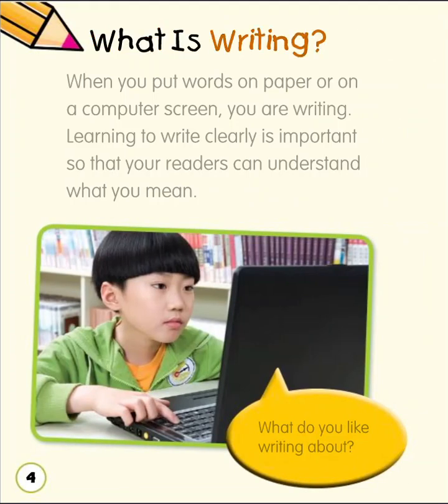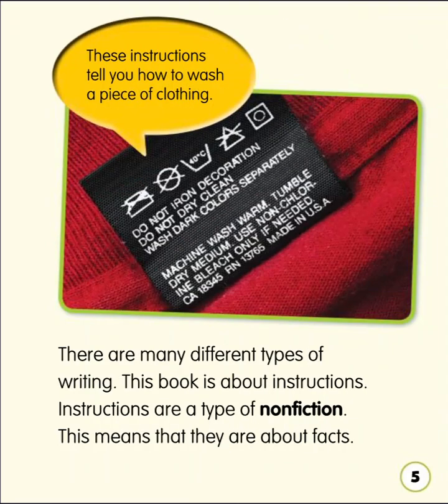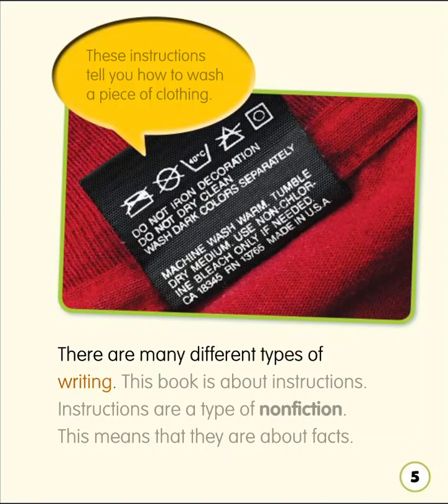What is writing? When you put words on paper or on a computer screen, you are writing. Learning to write clearly is important so that your readers can understand what you mean. What do you like writing about? There are many different types of writing. This book is about instructions. Instructions are a type of non-fiction. This means that they are about facts.